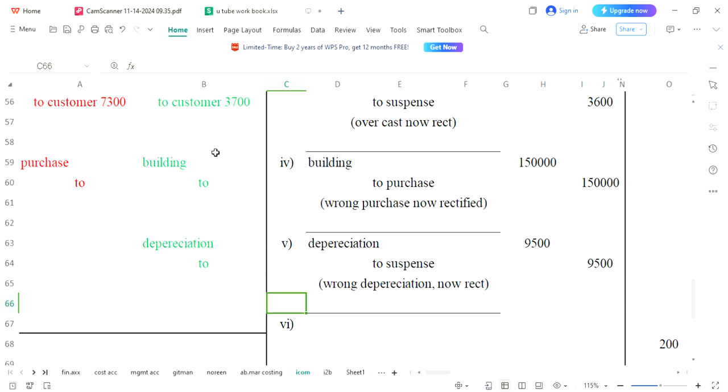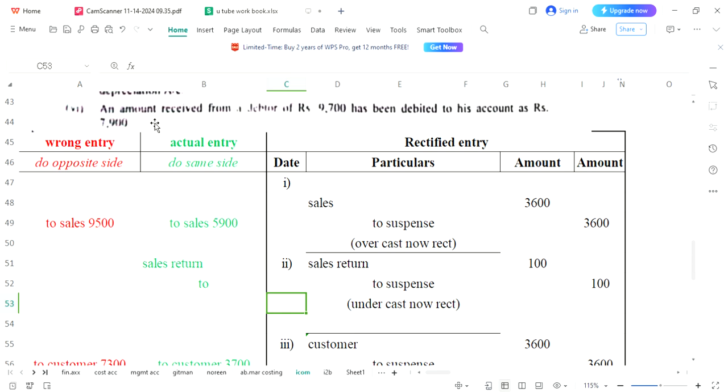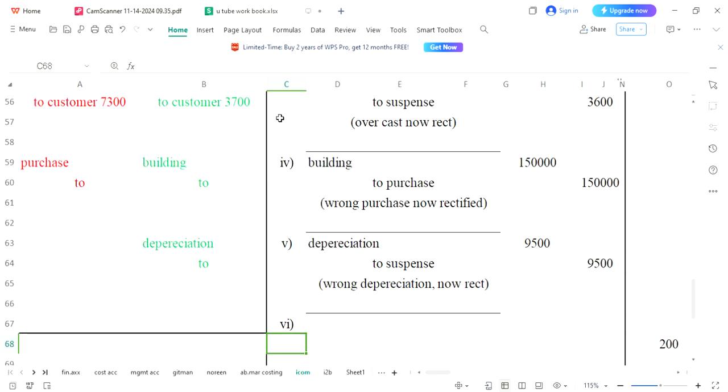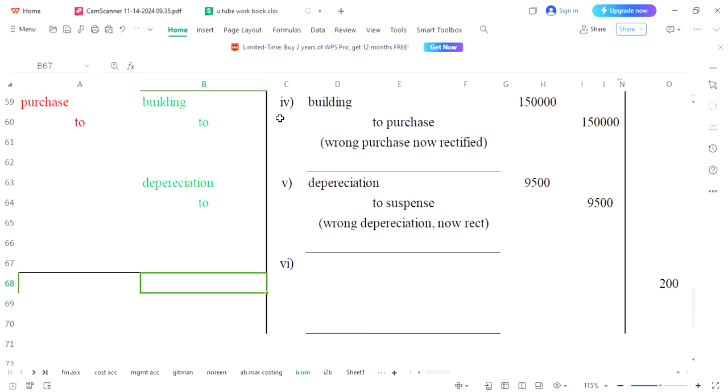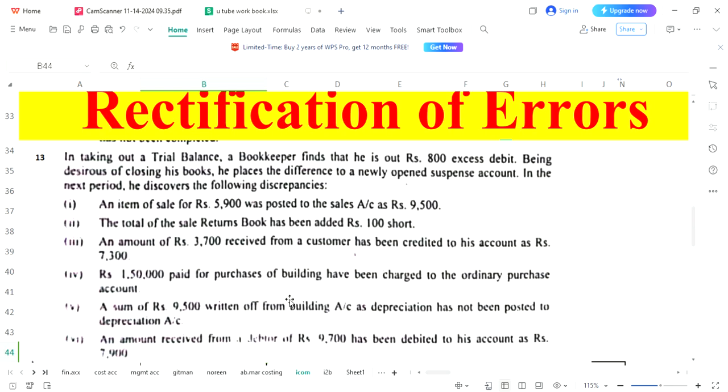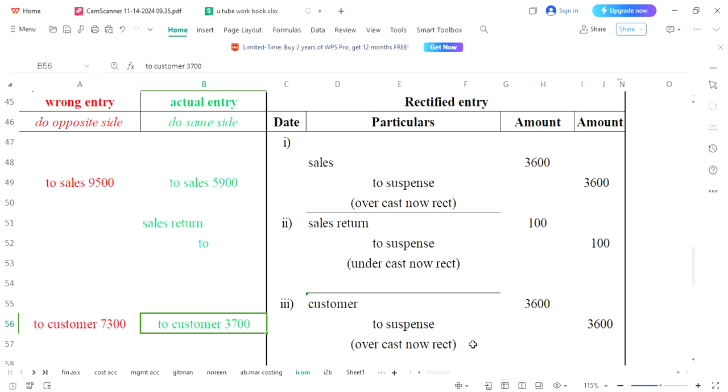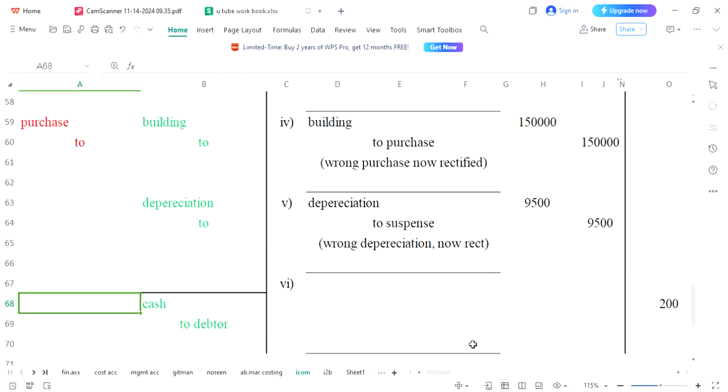Let's see what the sixth entry is saying to us. An amount received from debtor. What does that mean? We have received an amount from the debtor. Cash is coming in from the debtor. And now we will see the mistake. It has been debited to the debtor account. So instead of writing debtor on the credit side, we have written it on the debit side.